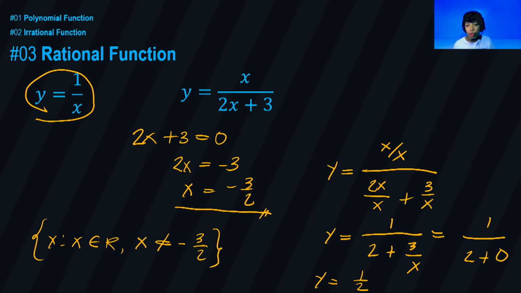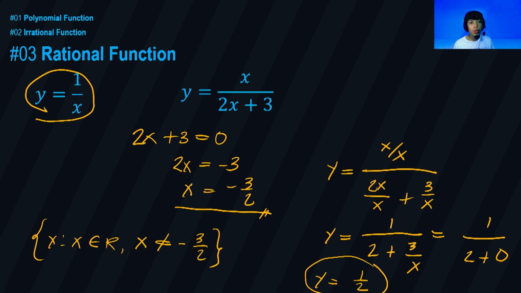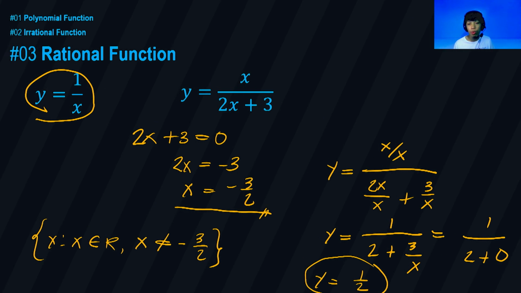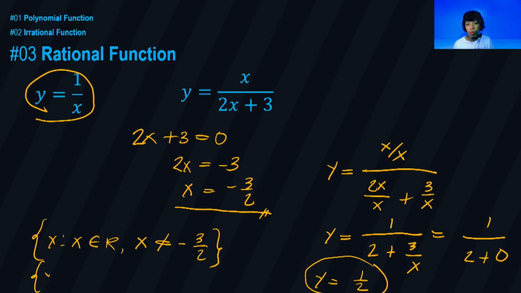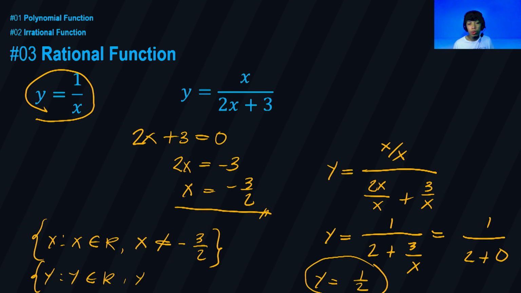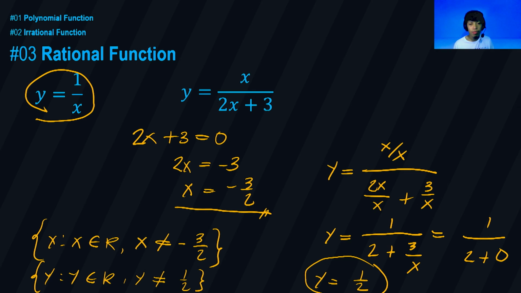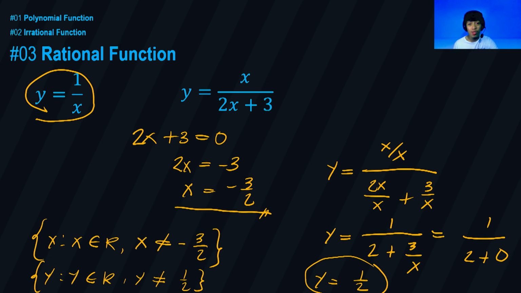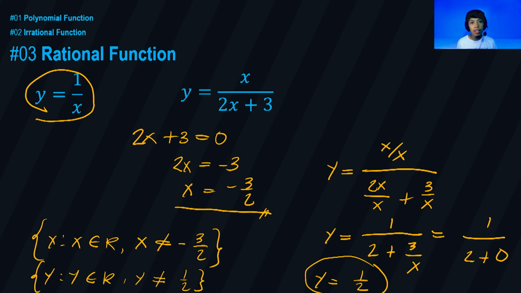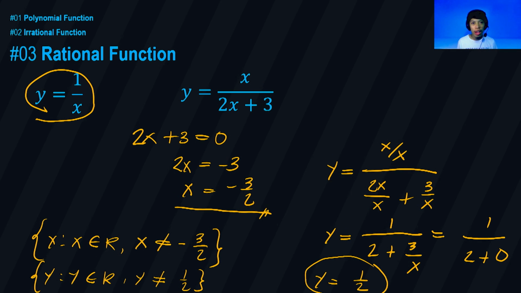So how do you write your range? This one right here is the only real number which is not a possible value for y. So that's the only exemption for y. So your range will be y such that y is a real number, but y should not be equal to 1/2. That's how you solve for the domain and range of a rational function. Okay, so these are the techniques in solving for the domain and range of an algebraic function.